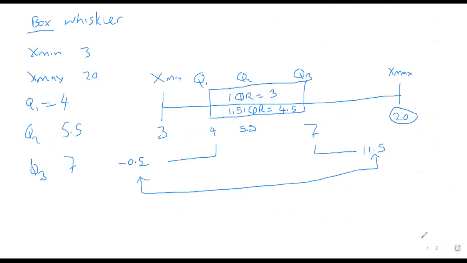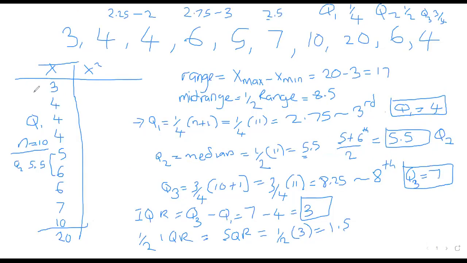So now we need to go and total up. So 3 squared is 9. 4 squared, 16. 16, 16, 16, 25, 36. 7 times 7, 49. 10 times 10, 100. 20 times 20, 400.